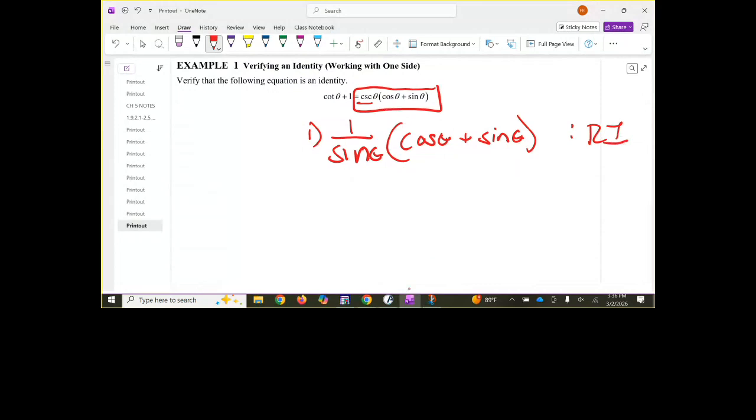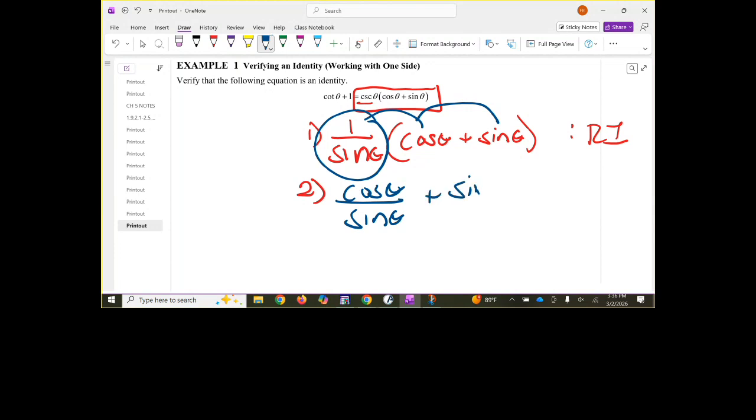Okay. Number 2. Y'all, I'm going to multiply. We're going to take this one right here. We're going to go once. We're going to go twice. So we're going to say cosine theta over sine theta plus sine theta over cosine theta. Okay, what did we do? We're going to keep it simple. We multiply. Okay.